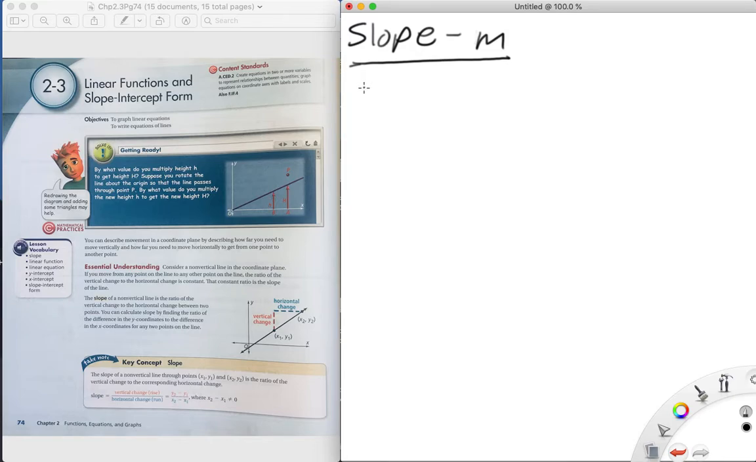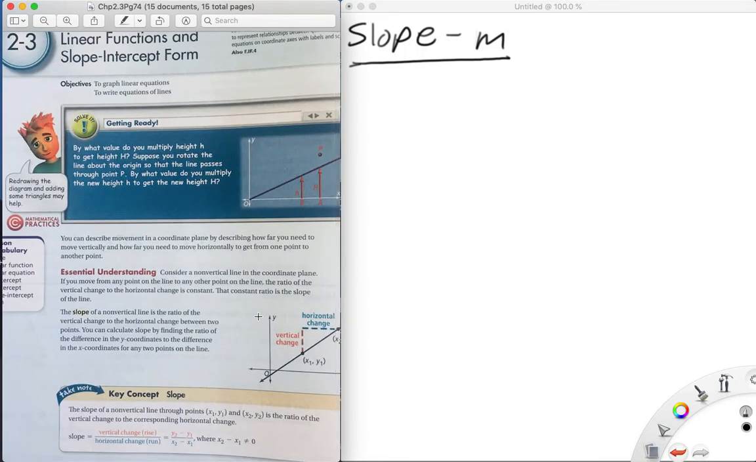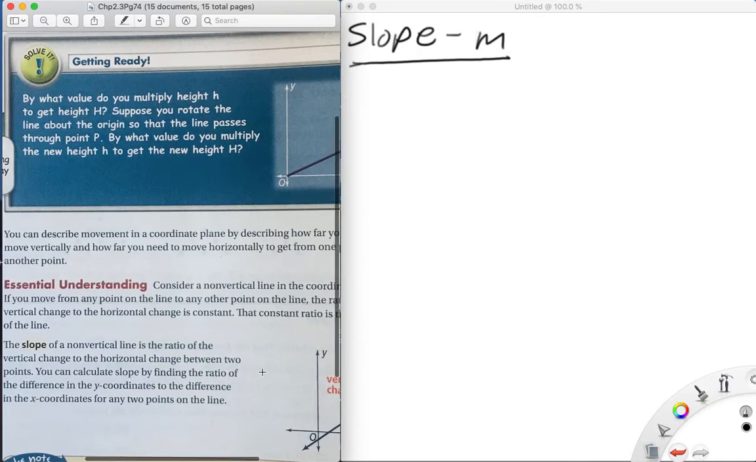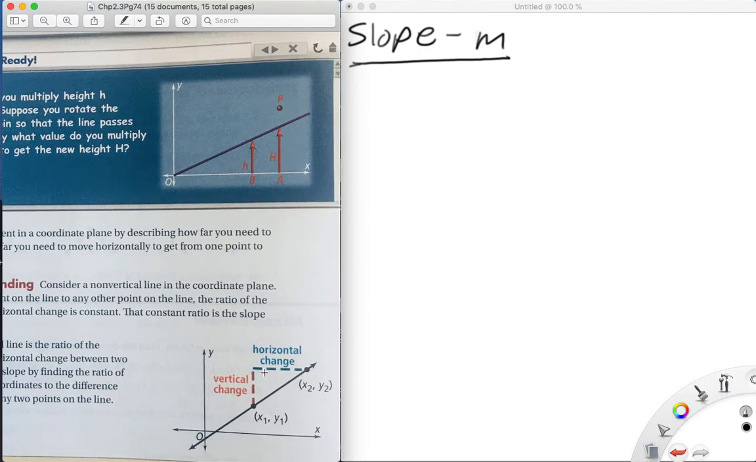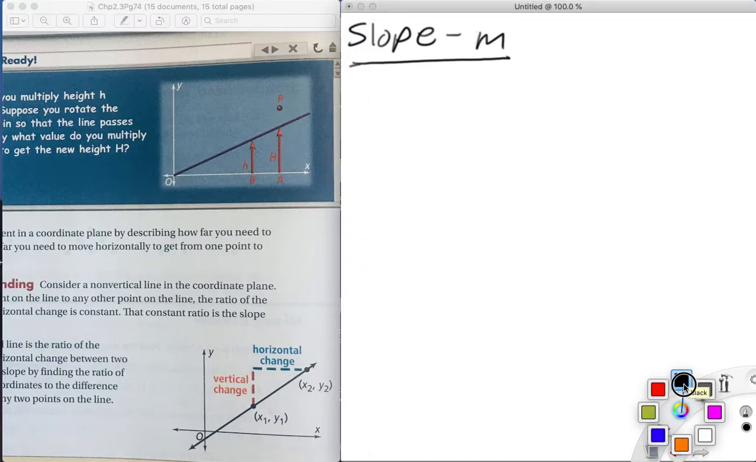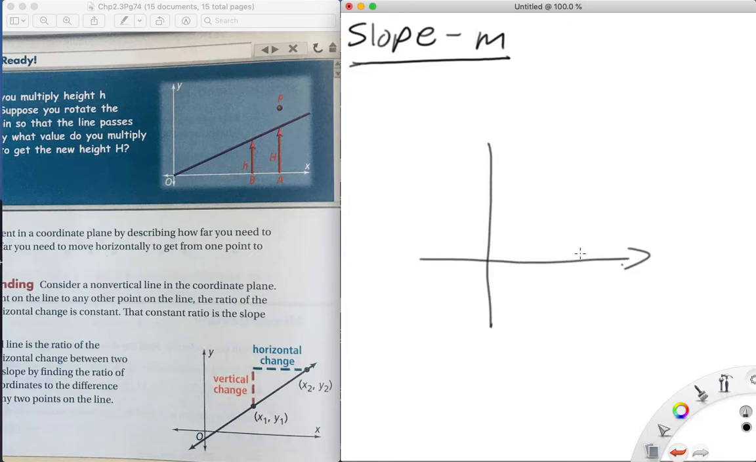And what slope is: we have a line, a straight line, and a straight line moves in 2 dimensions. A straight line moves in the vertical direction, so the vertical would be the y-axis, up and down, and in the horizontal direction, which is x. There is a z dimension, but that doesn't apply to this particular lecture.